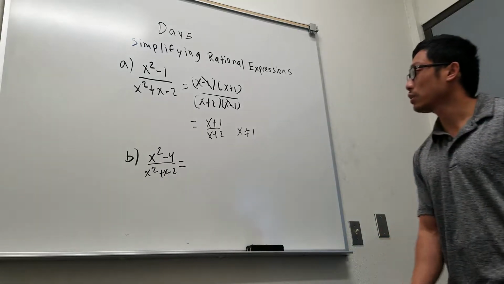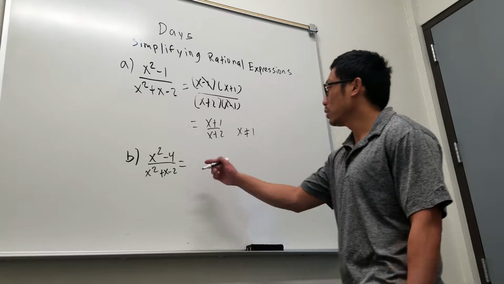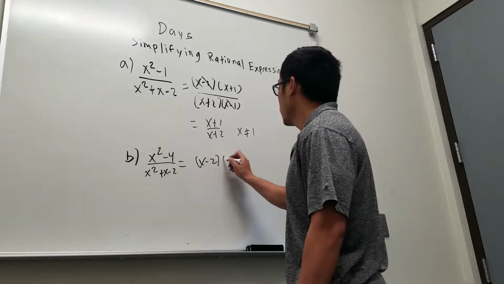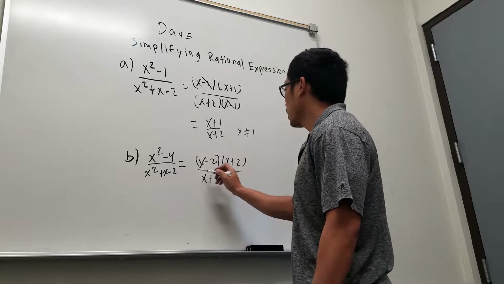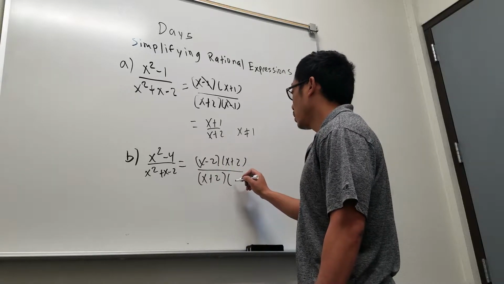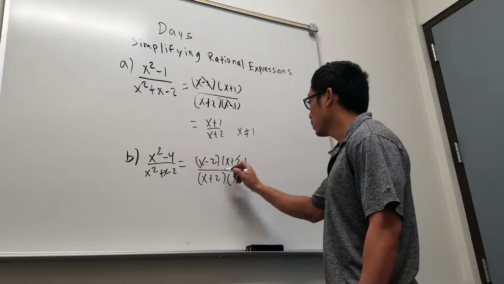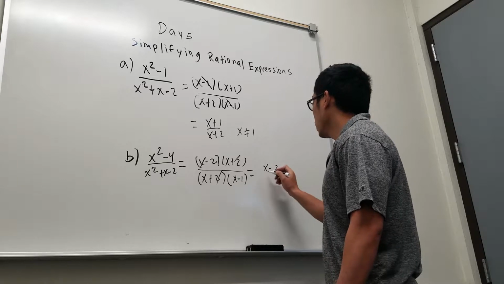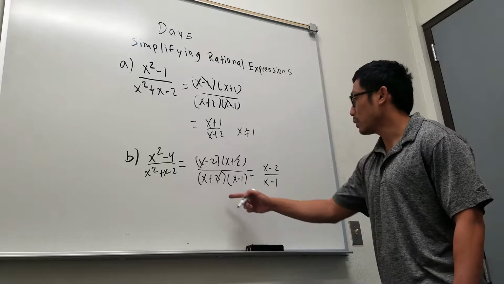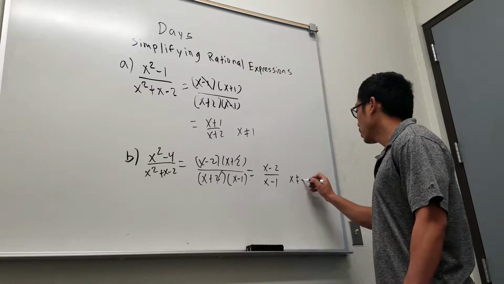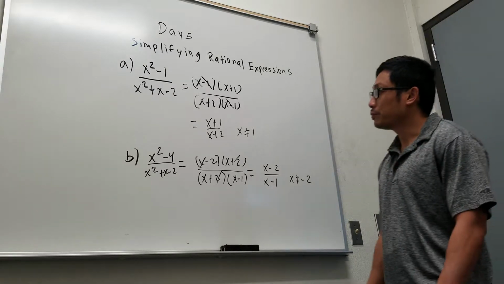So we're just simplifying, so we're factoring. This is the difference of 2 squares, x minus 2, x plus 2. This one is going to be practically the same thing, x plus 2, x minus 1. Right, so then what canceled? x plus 2 cancels, so you have x minus 2 over x minus 1, right? So this time x cannot equal negative 2, right? Okay, that's it.